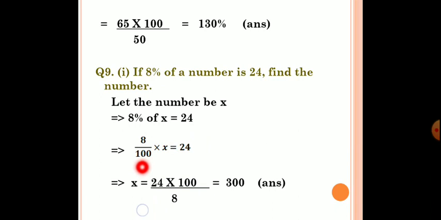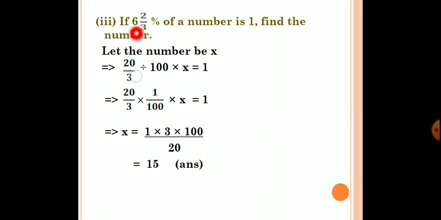So here x is equal to, take this 100 to the right hand side, it will become multiplication, and 8, bringing this 8 to the right hand side, it will come in the division form. So x is equal to 24 into 100 divided by 8, and we can cancel 8 and 24. So we'll have 3 into 100, which is equal to 300.